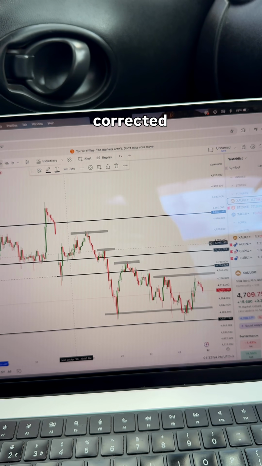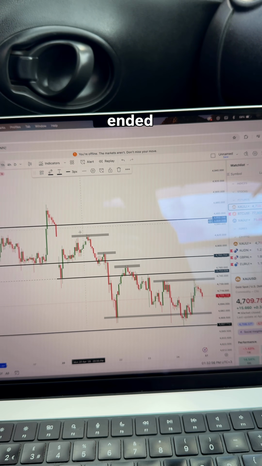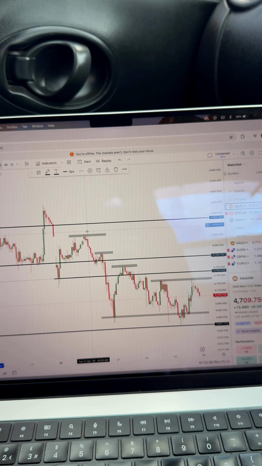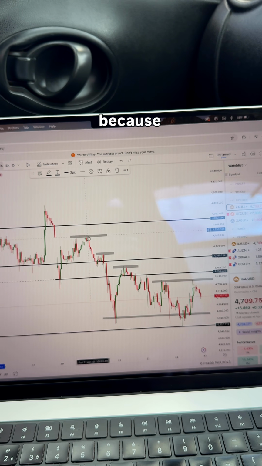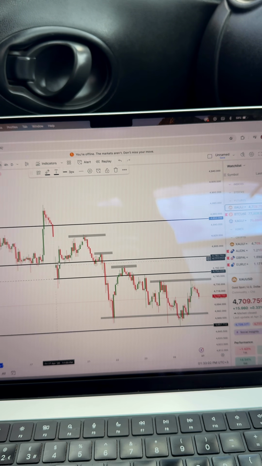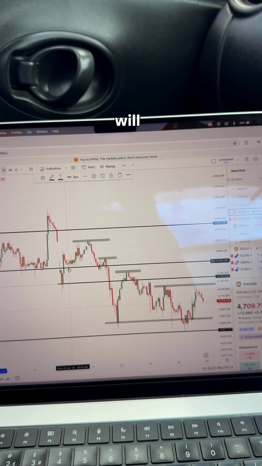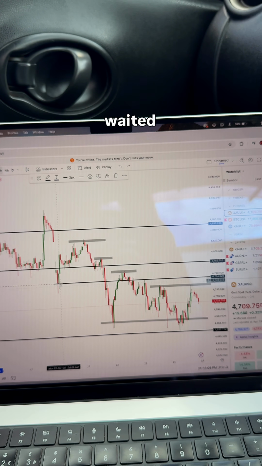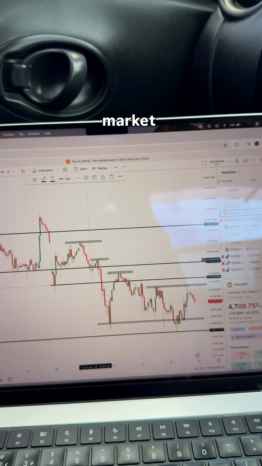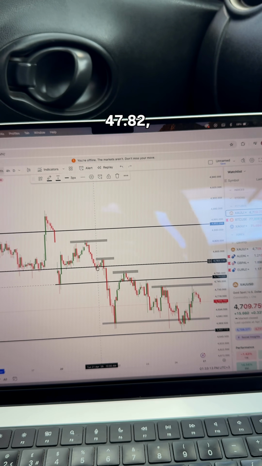The market later on corrected to the upside, but then ended up creating a lower high. Why is this a lower high? It's a lower high because it's lower than the previous high, right? Giving me more confirmation that under 47.82 we will be selling to the downside. I waited for that correction, and then when the market came back under 47.82, I placed my trades.